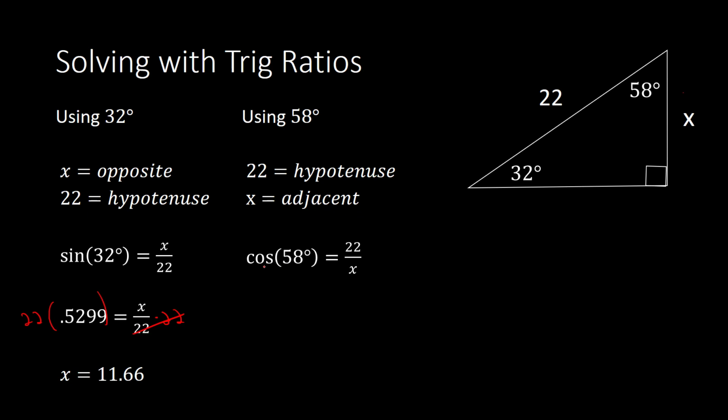And then on your calculator, you can type in cosine and then 58, and we would get 0.5299. And then from here, we can solve for x by multiplying both sides by 22. And when I do that, I now have x on the right side, 22 times 0.5299 on the left side, which would give me 11.66. So notice either way, we get the same solution.